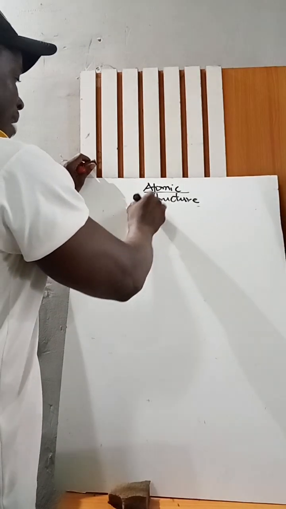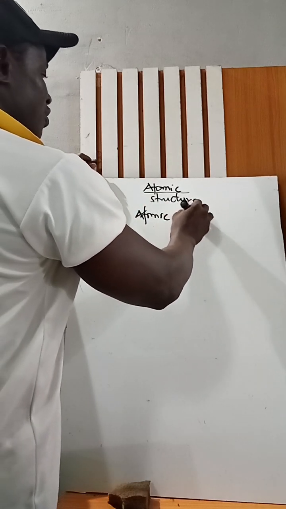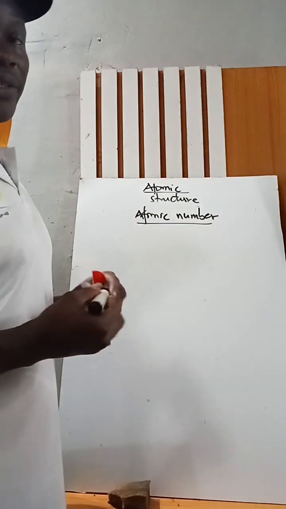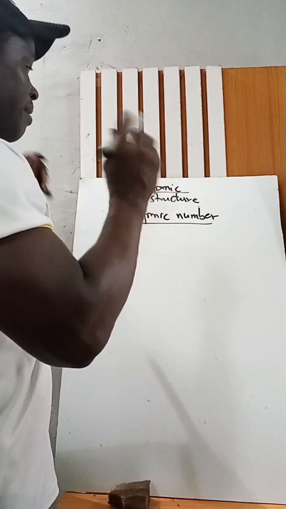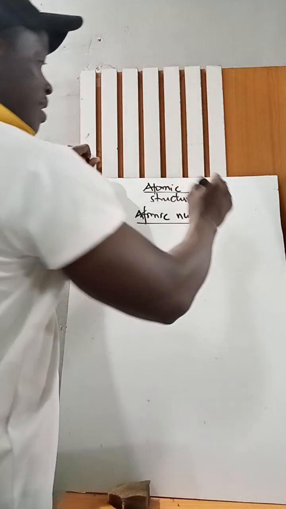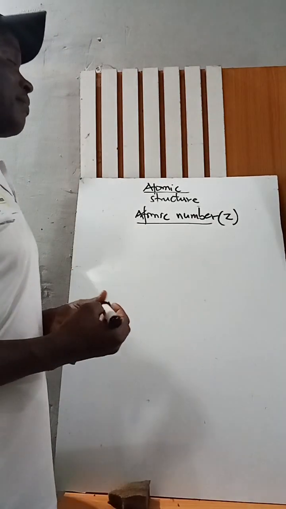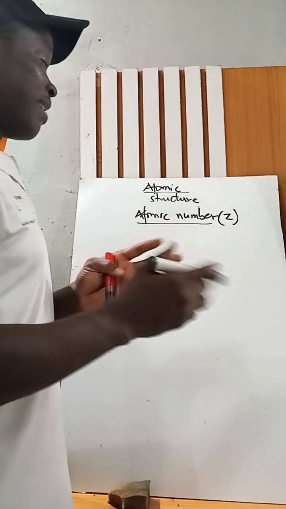So I am going to take a subheading called atomic number. Subheading, atomic number. Now, what is atomic number? Before I define atomic number, how do we represent it? It's represented with capital letter Z.